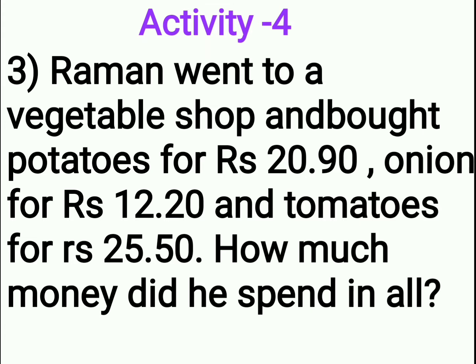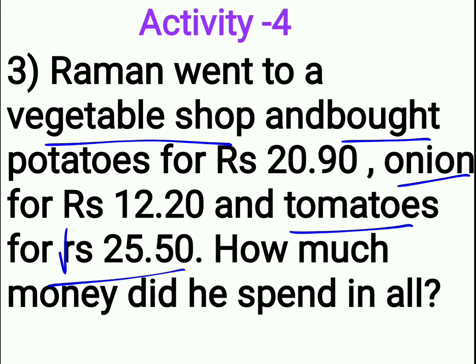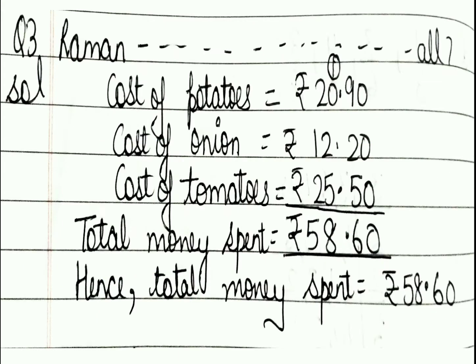Raman went to a vegetable shop and bought potatoes. Again the word bought is there, means we are talking about cost of potatoes, then cost of onion, and the cost of tomato is given, that is rupees 25.50. You have to find how much money did he spend in all. Again the word all is there, so you have to do plus. So you write cost of the potatoes is equal to rupees 20.90, then cost of onion is rupees 12.20 and the cost of tomatoes is rupees 25.50.